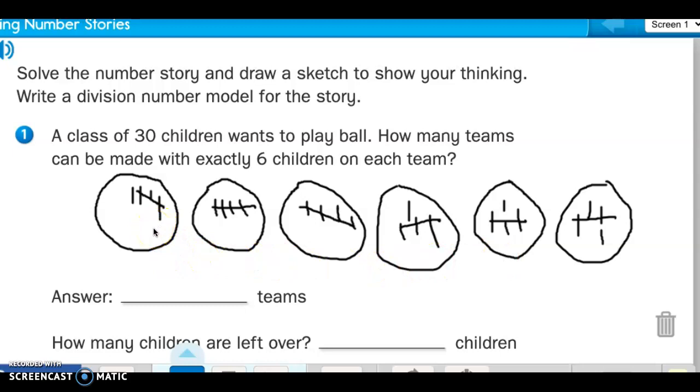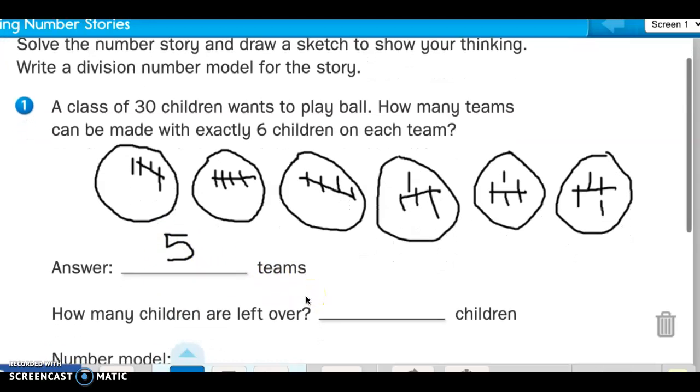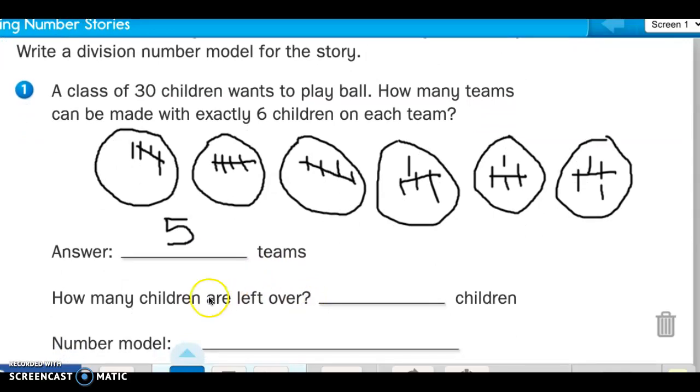There are 5. So your answer is 5. So 30 can be divided into 6 5 times. So is there any leftovers, or is it exactly 30? It is exactly 30. So we're going to put 0 children left over.